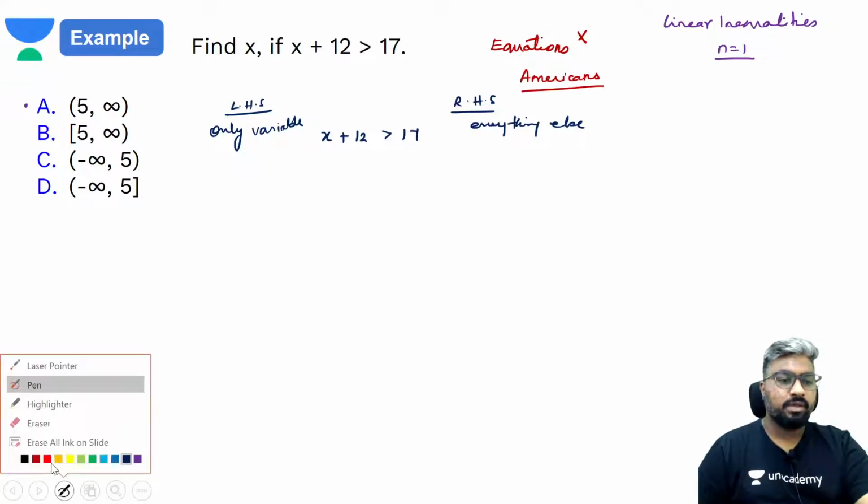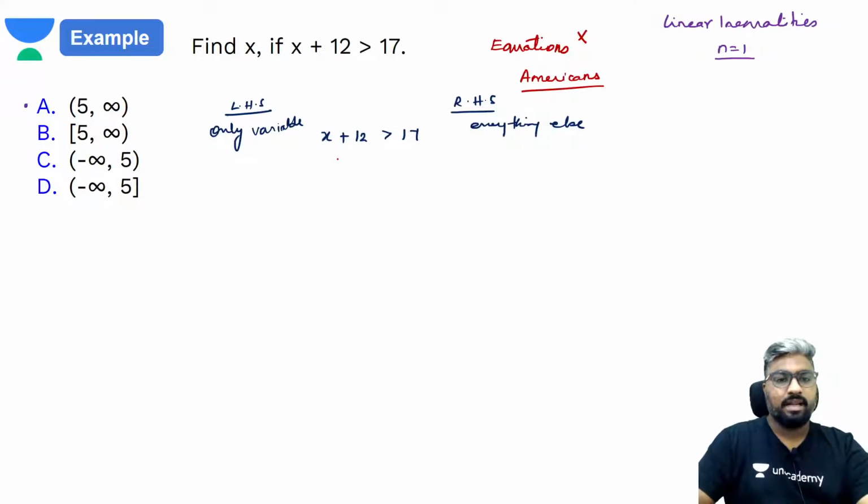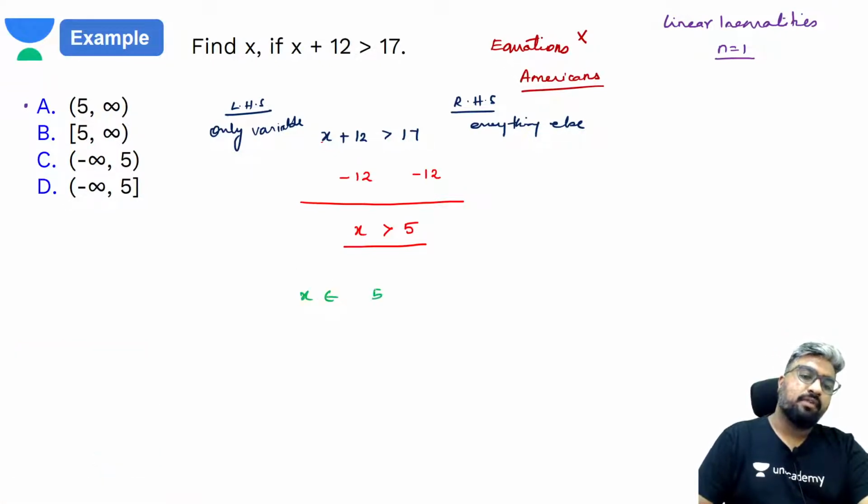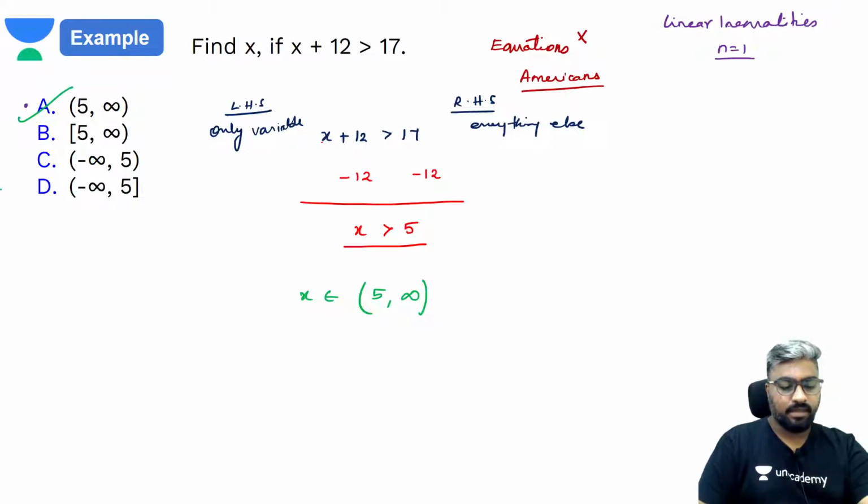So what will we do here? We will subtract 12. It is x plus 12, we want only x, so we have to subtract 12 on both sides. We will get what? x plus 12 minus 12 is x, greater than 17 minus 12 is 5. So x has to be greater than 5. Understood? That means x can take any value starting from 5 all the way till infinity, but x cannot be equal to 5, cannot be equal to infinity. Clear?